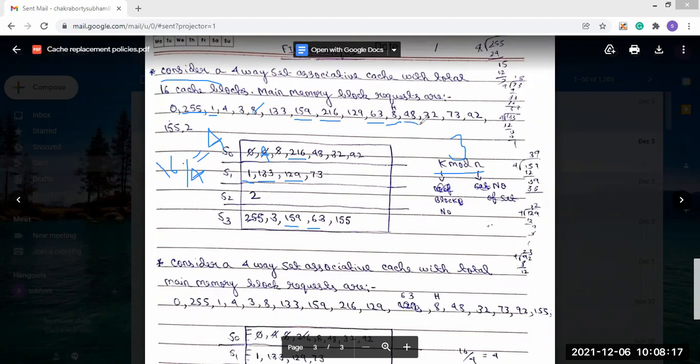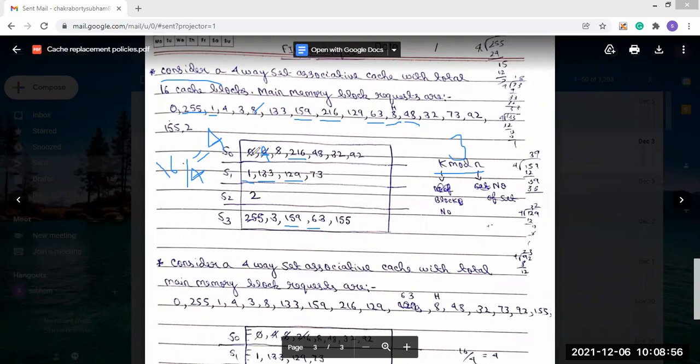Then 48. 48 mod 4, what will it be? The remainder will be 0. But from here the problem starts. Now if you look at this cache, 48 mod 4 gives remainder 0, so this 48 can go only in set 0 position, not in other sets.